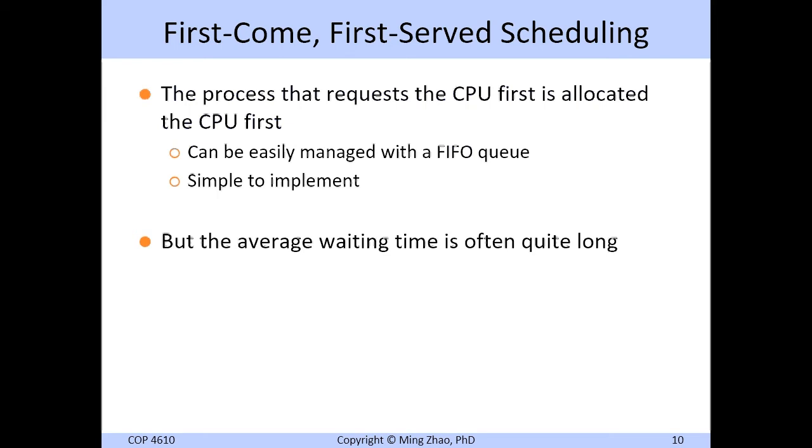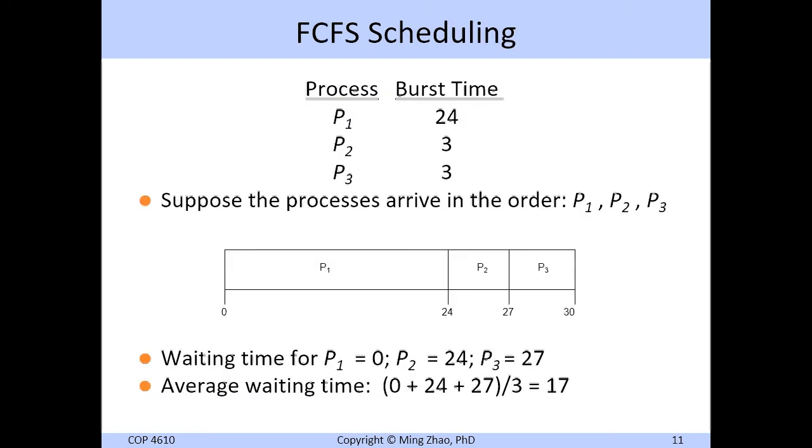So you can just implement it by implementing the ready queue as a FIFO queue. This algorithm is really simple to implement, but there's a problem. Since it's so simple, there's a problem associated with it, and that is the average waiting time is often quite long. If we use first come first serve scheduling, the average waiting time, considering all the processes, is often quite long. Okay, so let's look at some examples.